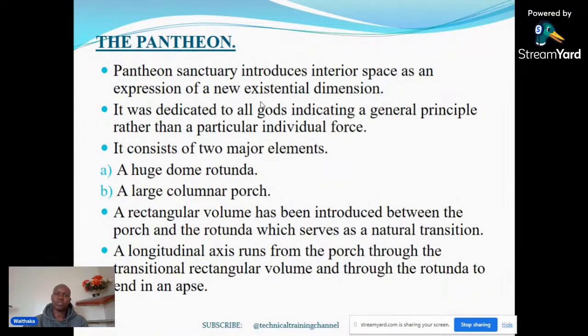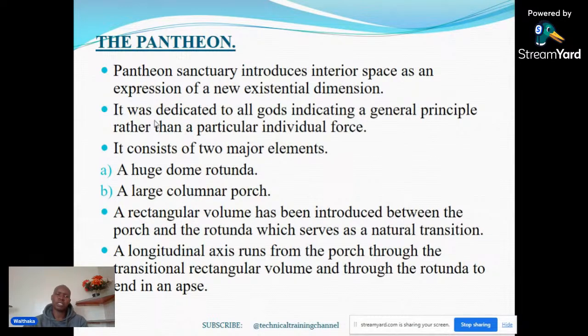The Pantheon Sanctuary introduces interior spaces as an expression of a new existential dimension. So we are bringing in the aspect of active interiors with the Roman architecture, and this is one building that introduces that aspect quite in a good way.